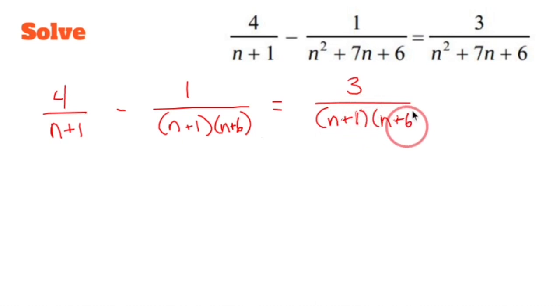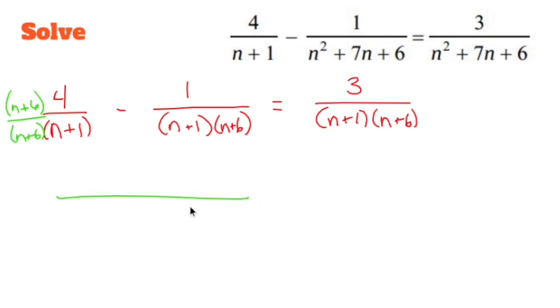My goal here is to have the same exact denominator. In order for me to turn this fraction into a denominator with n plus 1 and n plus 6, let me throw parentheses around them even though it's not necessary. And I'm going to multiply the numerator and the denominator by n plus 6. What that'll allow me is to have the same exact denominator all the way throughout. Okay? So now I can do this.